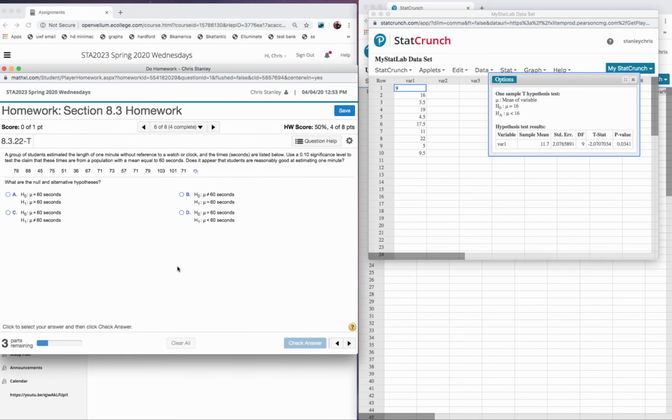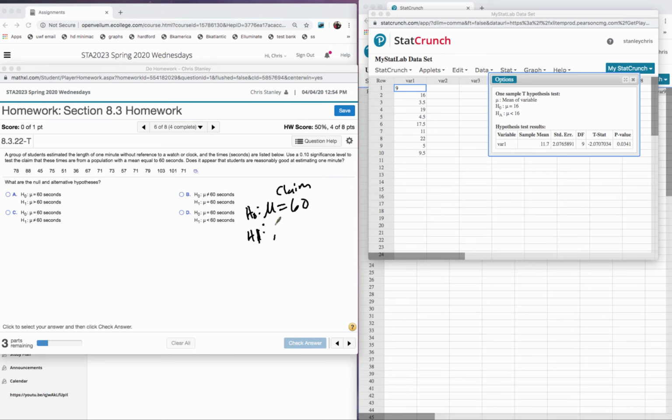Okay, another data one. Students estimate the reference time. Test the claim that these are from a population with mean equal to 60. So your mean, this is your claim. If that's your claim, it's going to go in your H0. And your H1 will be that it's different from 60. Okay, so which one's that? Looks like it's that one here.